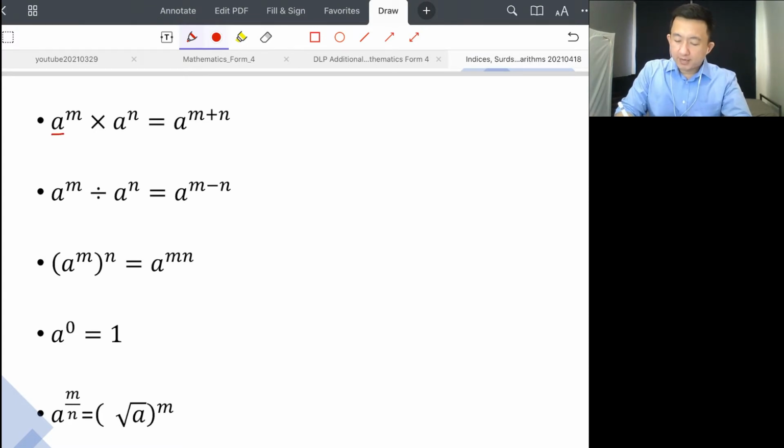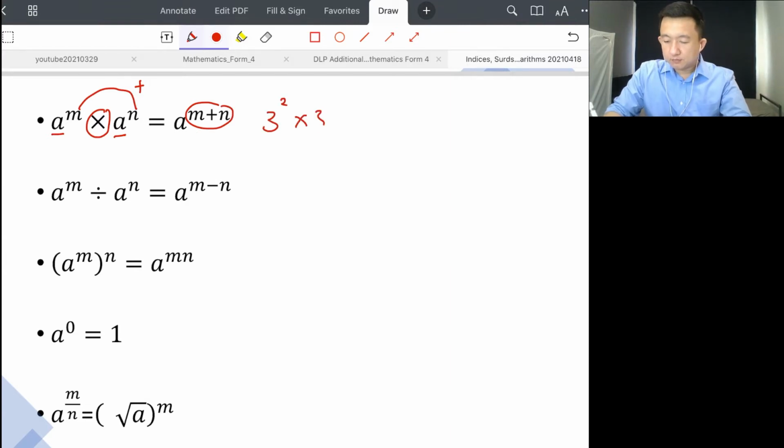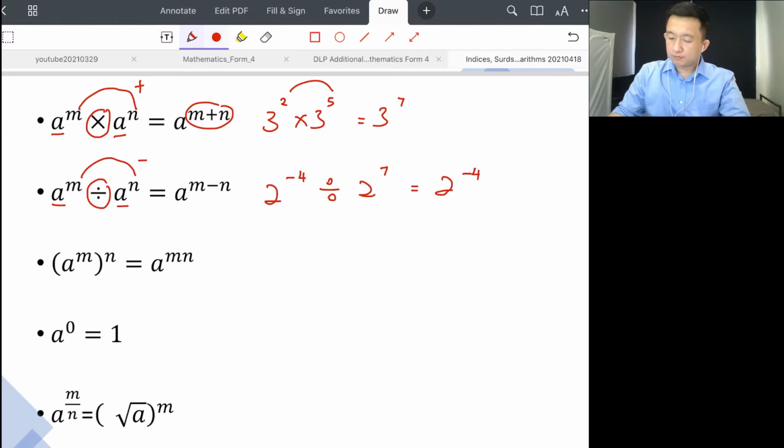Whenever you have the same base, when it comes to multiplications, what happened to the power? Additions, right? What do you have? You have 3 to the power of 7. You have the same base when it comes to divisions, you have subtractions. Minus 7, negative 11.